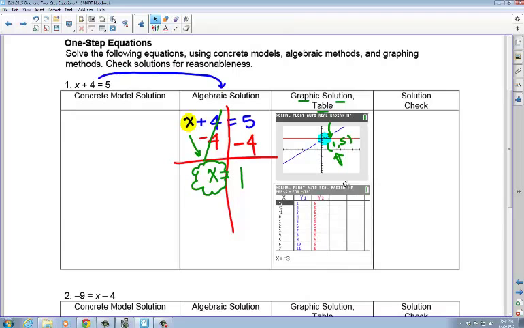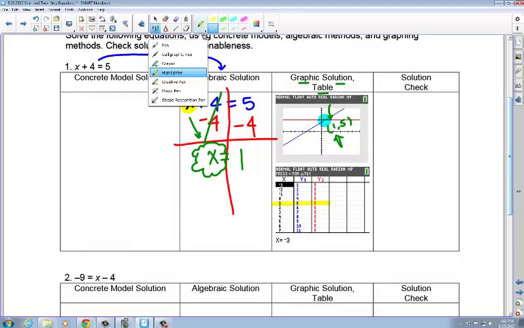As I write my table down on my paper, I'll take my highlighter and I'll highlight the 1 simply because y1 and y2 are both 5s. They're equal.